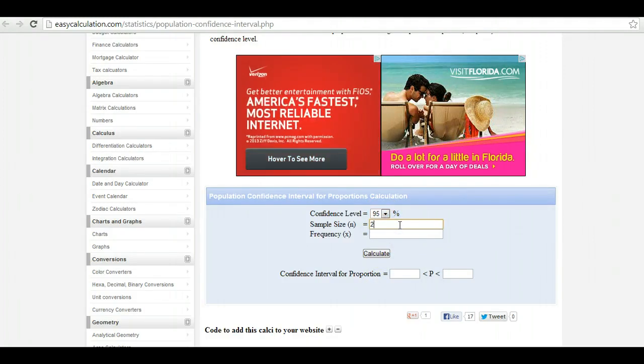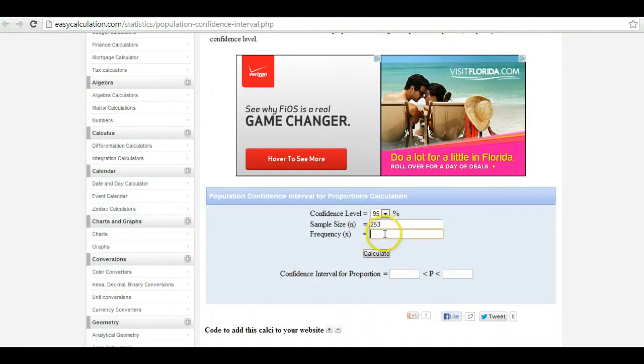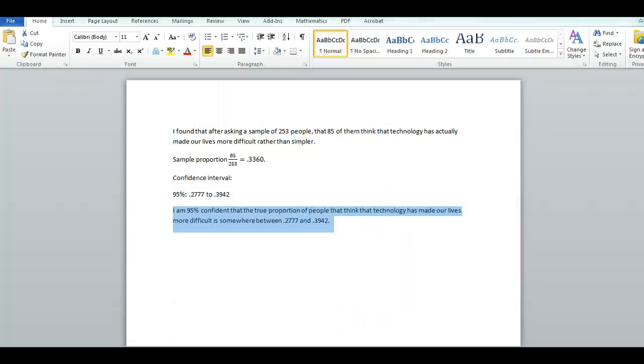Our sample size was 253, and the frequency of the successes I saw was 85. I just hit calculate and I get 0.278 and 0.394. Same numbers, well, with 3 decimals instead of 4 decimals. I hope this helps you be successful with the Mini Project 3 submission. Thank you.